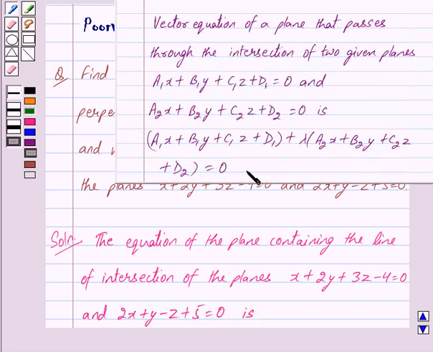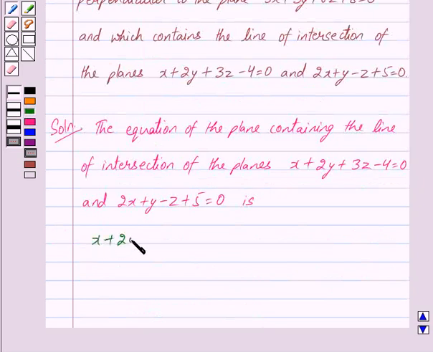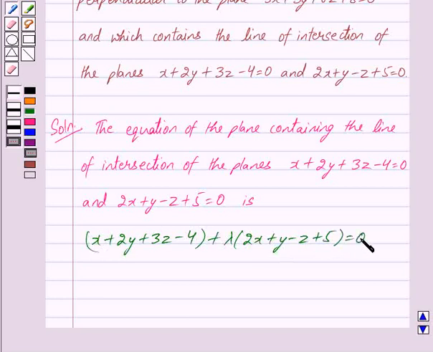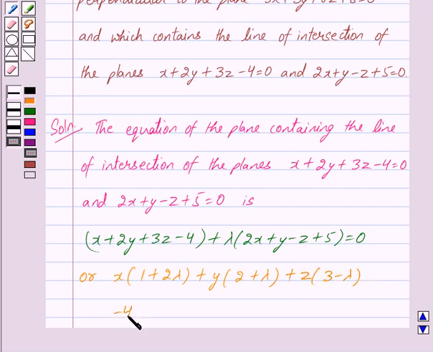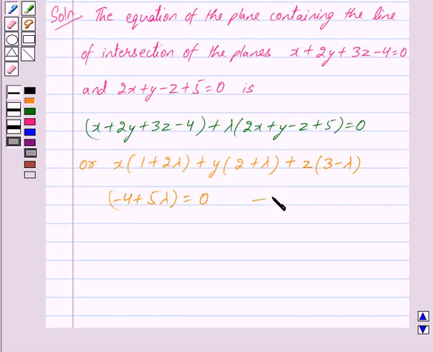Now applying this formula we get x + 2y + 3z - 4 + lambda times (2x + y - z + 5) = 0. Or we can write this as, taking x common from these terms, x into (1 + 2 lambda), plus taking y common, y into (2 + lambda), plus taking z common, z into (3 - lambda), plus (-4 + 5 lambda) = 0. We mark this as equation 1.